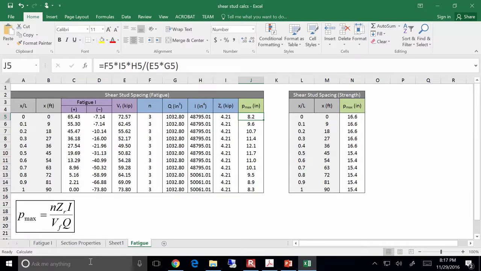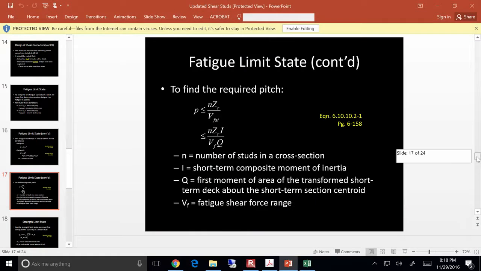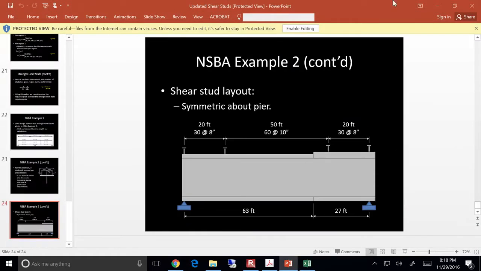Now, the first stud spacing that is required. I'm calculating the required stud spacing at the very beginning of the bridge, and I'm getting 8.2. You think I'm going to tell a fabricator or a contractor to space the studs out at 8.2 inches? No. What am I going to tell them? 8 inches. So let me show you the final design so you get an idea of what's going on. So here's the final design.